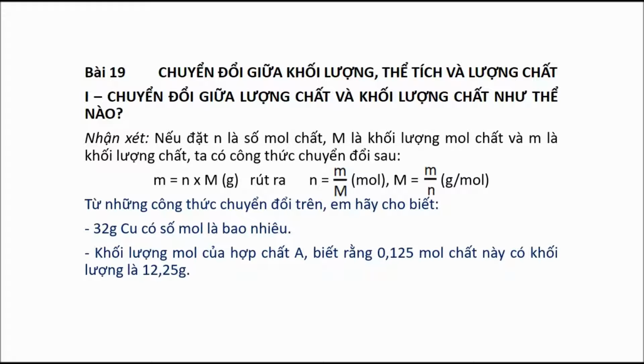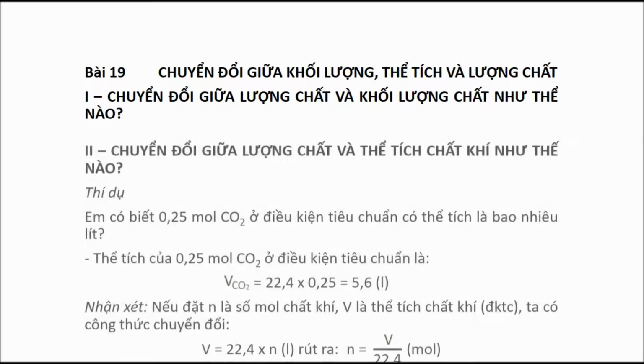From the above converted equations, indicate how many moles there are in 32 grams of Cu. Find the molar mass of compound A, given that 0.125 mole of this substance has a weight of 12.25 grams.